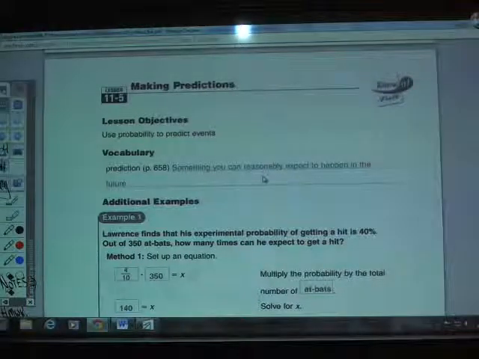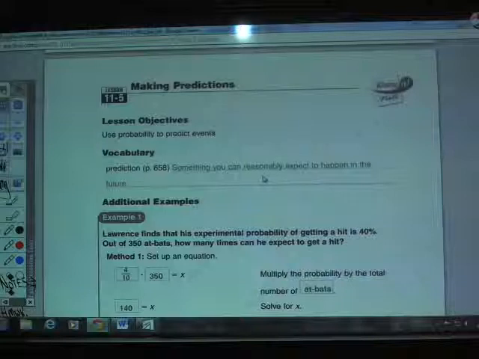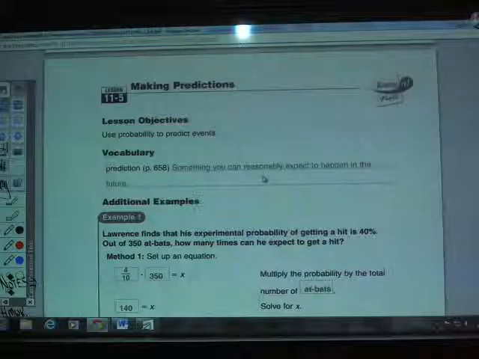Chapter 11, Section 5 in the 7th grade note-taking guide is entitled Making Predictions. So let's go ahead and start off with the definition of what is properly a prediction. A prediction is something you can reasonably expect to happen in the future.